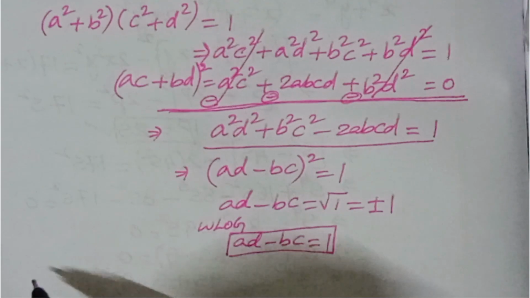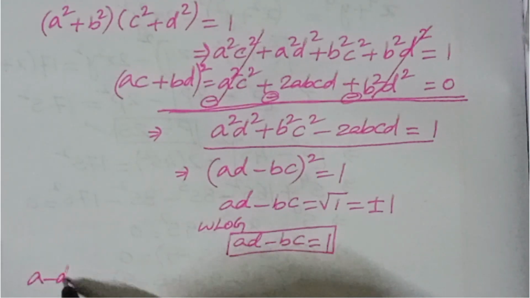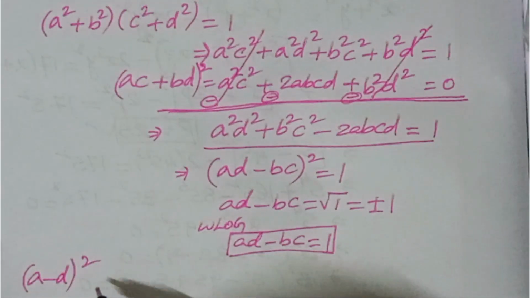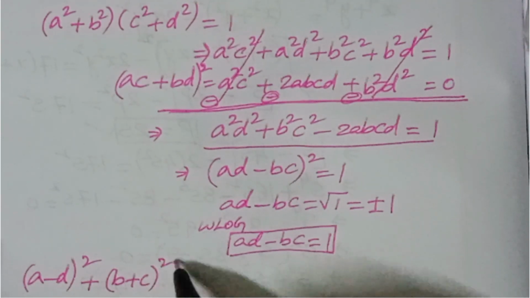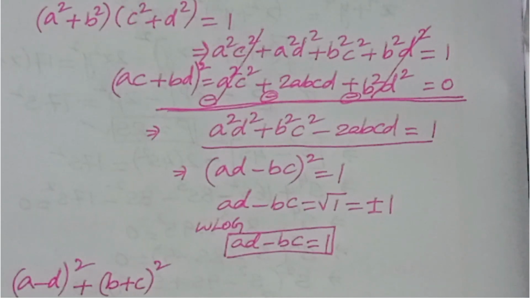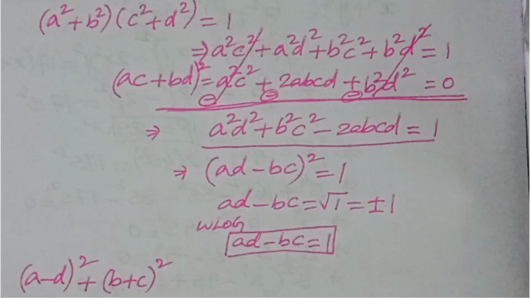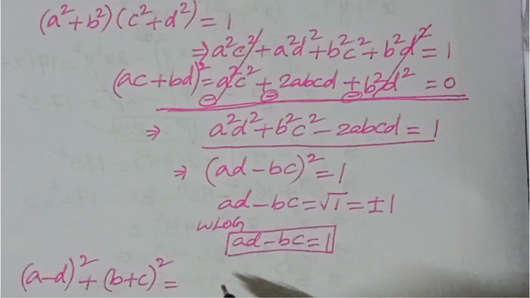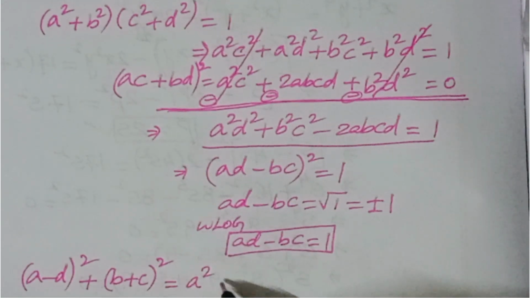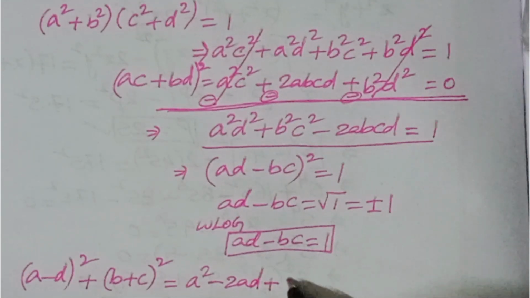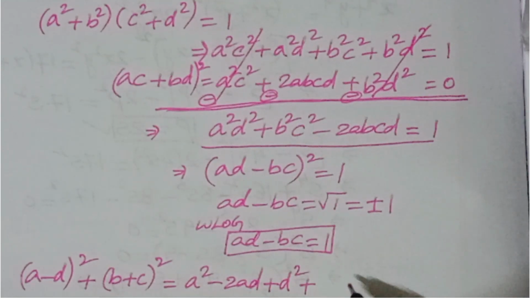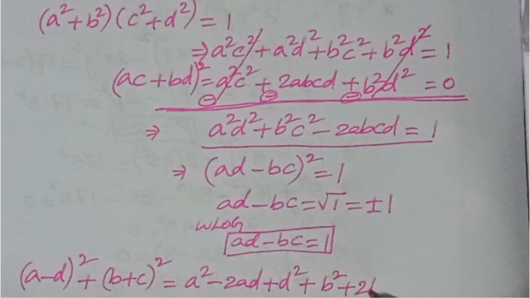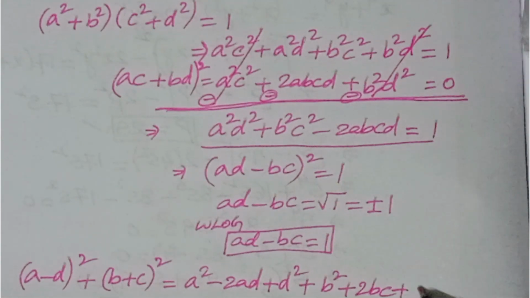Now, A minus D whole square plus B plus C whole square, we will find out this value. A minus D whole square plus B plus C whole square. So here what will you get? A square minus 2AD plus D square plus B square plus 2BC plus C square.